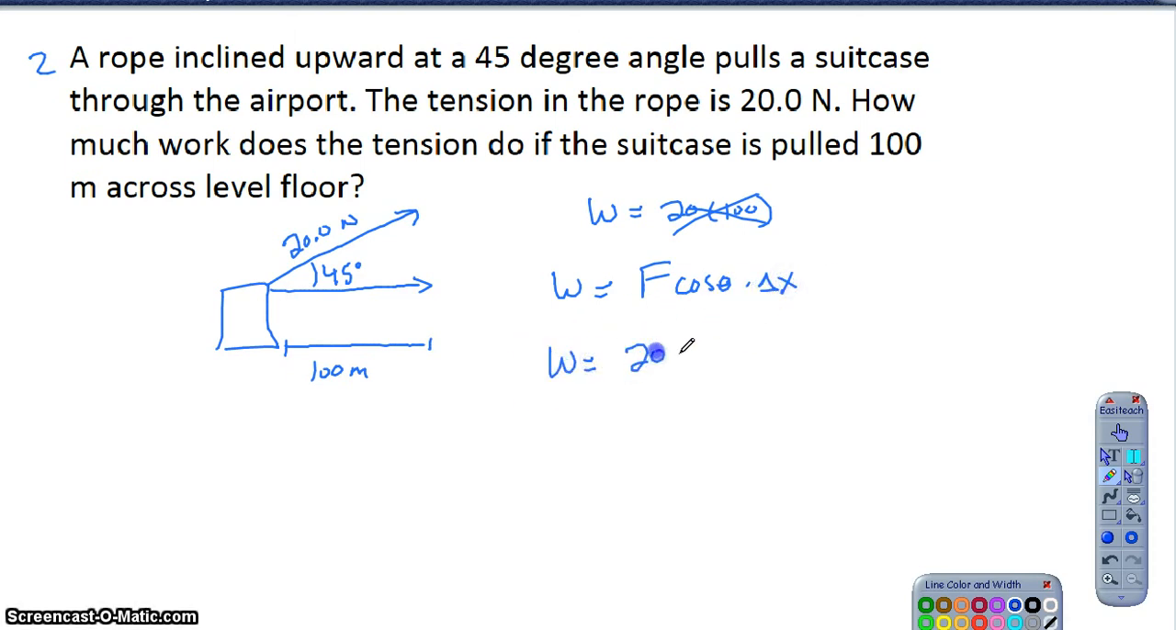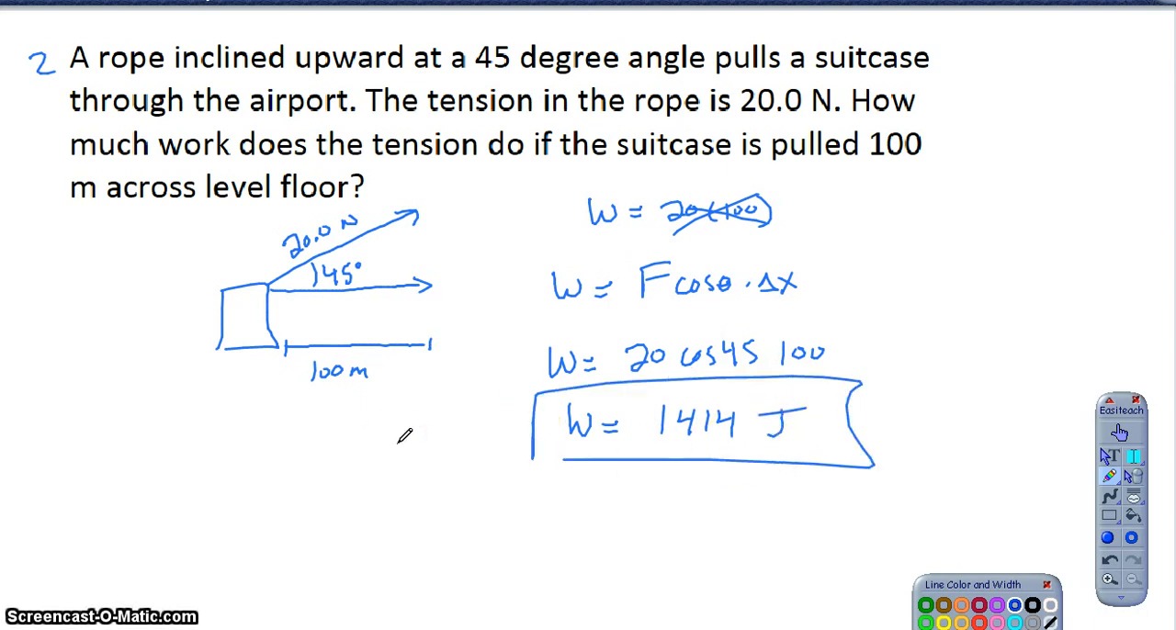So it's just 20 times cosine of 45, and then times the distance of 100. Of course you all know the cosine of 45 is just radical 2 over 2. So this ends up being just radical 2 times 1,000. So the work, I believe, is then about 1,414 joules. Obviously the decimal continues on, but I'll round it off there.